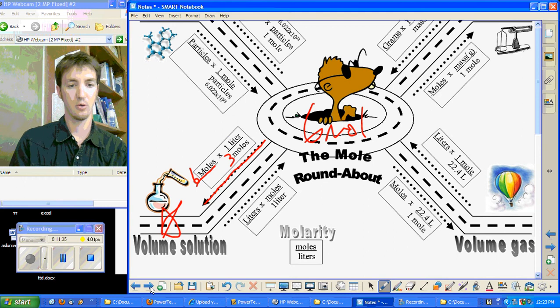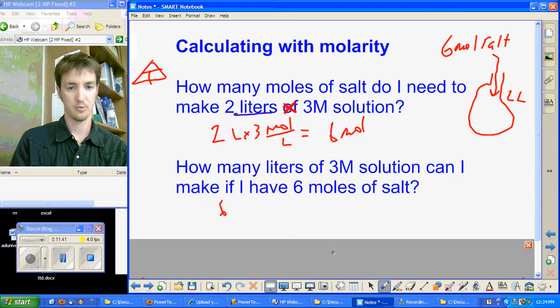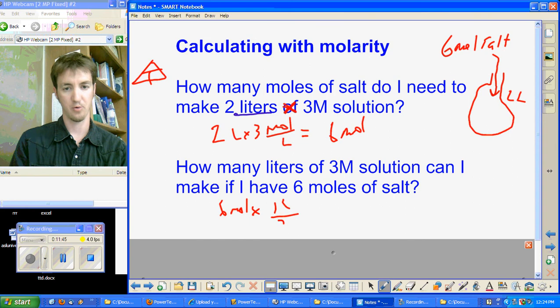So you're dividing, which if you're doing the triangle, yeah, you figured out that's what you're doing. So 6 moles times 1 liter over 3 molar. Again, hopefully you're listening to this with some sound, because otherwise you can't tell what I'm writing.